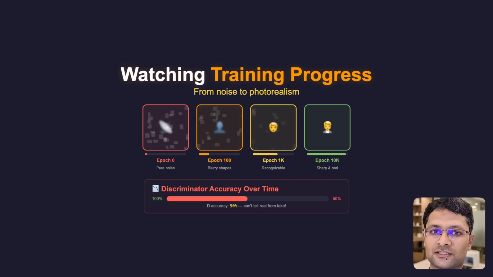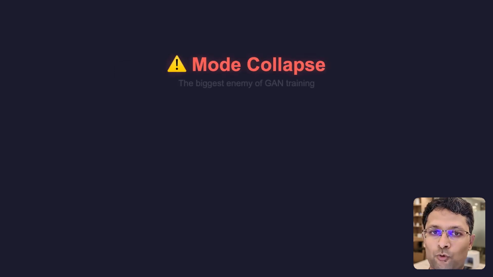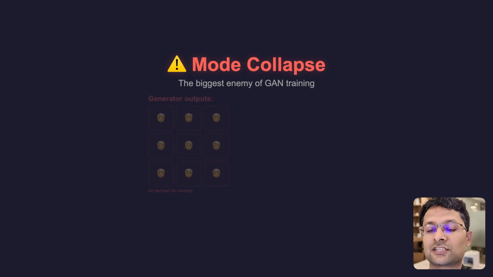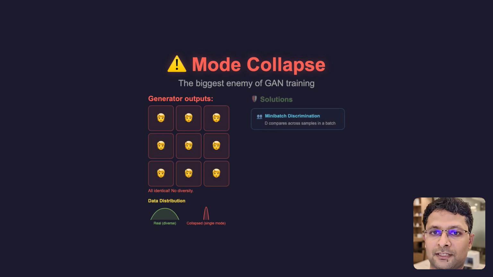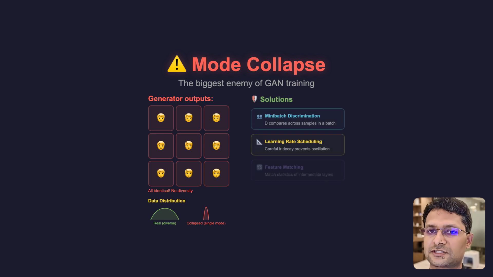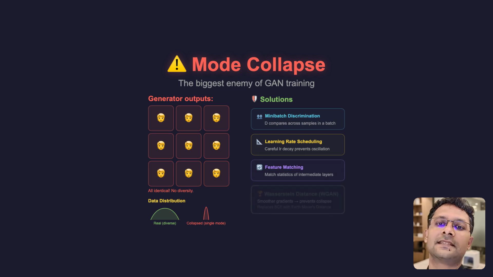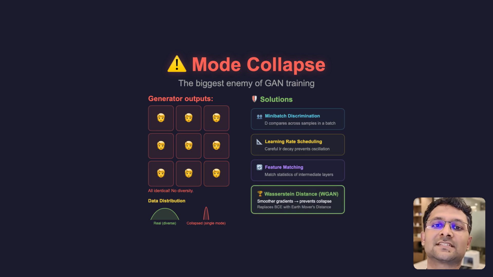Training GANs is notoriously difficult. The biggest enemy is mode collapse. This happens when the generator finds one type of image that fools the discriminator and just keeps producing that over and over. Instead of diverse faces, you get the same face repeated hundreds of times. The generator has collapsed to a single mode of the data distribution. Solutions include a mini-batch discriminator that can compare across samples, and careful learning rate scheduling. Some architectures use Wasserstein distance instead of BCE, which provides smoother gradients and helps prevent collapse.